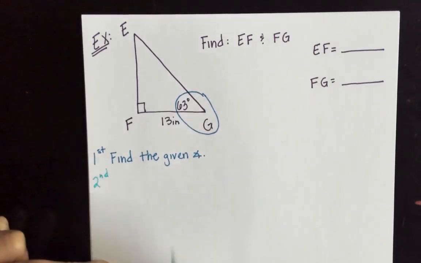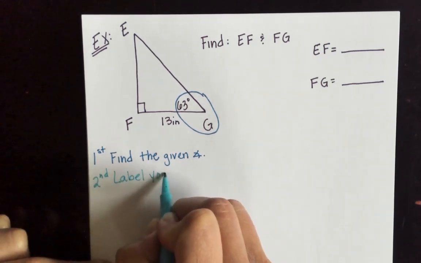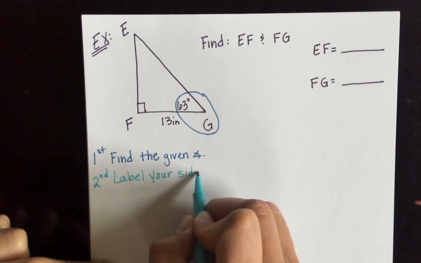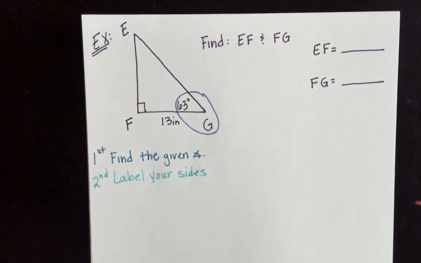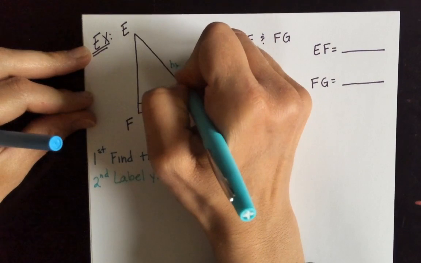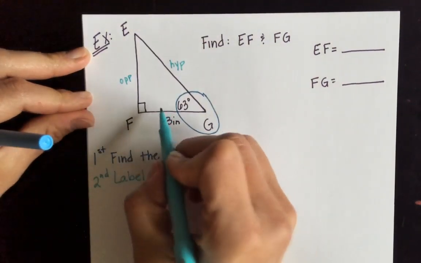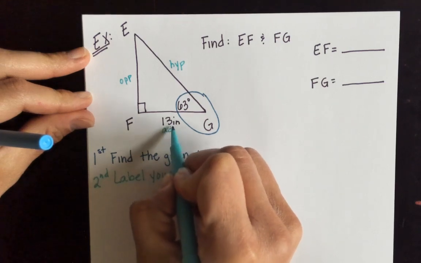So very similar to our special right triangle, we look at our angles, 30, 60, 90, 45, 45, 90, and we make a decision. What formula are we going to use? What shortcut are we going to use? So the same thing here. We look at our angle, and now we're going to label our sides the same way, except this time we label hypotenuse, opposite, and adjacent.